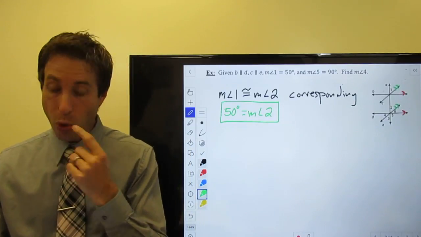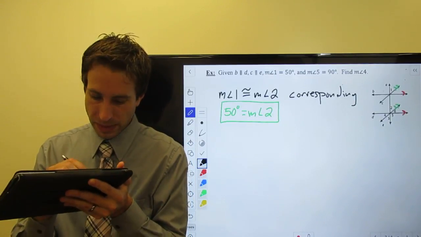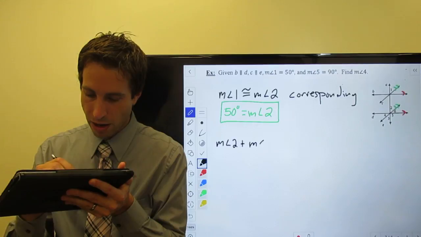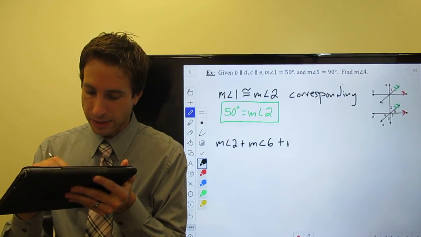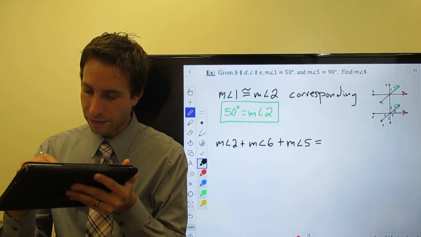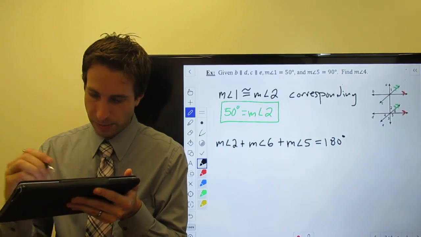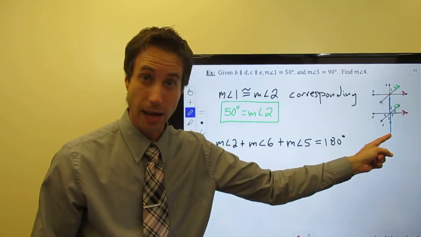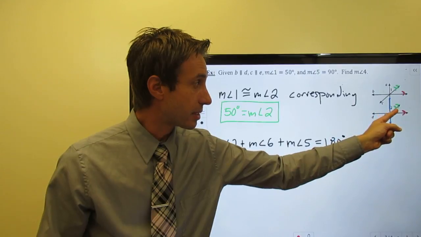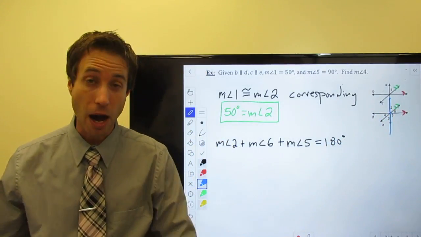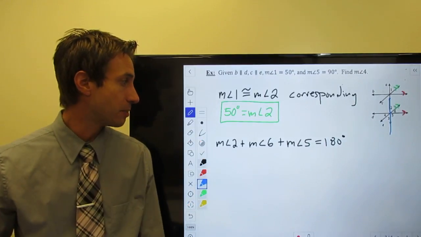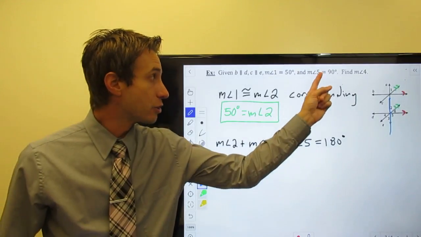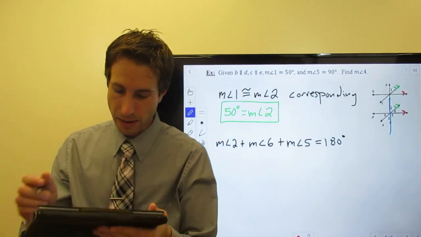Let's see, what else do I know? Oh, check this out, look at this. I know that the measure of angle 2 plus the measure of angle 6 plus the measure of angle 5 has to be 180 degrees. Right? That is a straight line. It's linear, which means 2 plus 6 plus 5 must be 180 degrees. It has to be. You guys plug in what you know. I know the measure of angle 2 is 50. I know the measure of angle 5 is 90. Plug and chug.